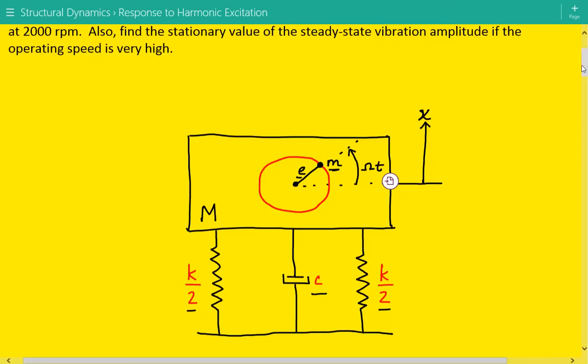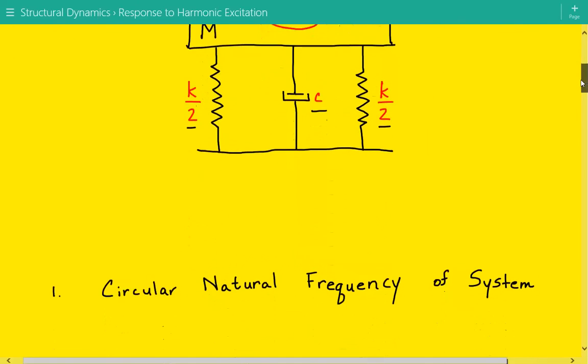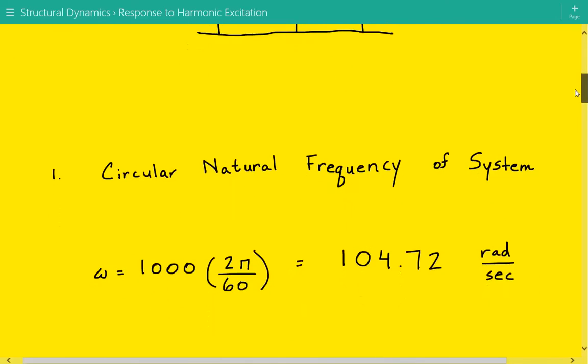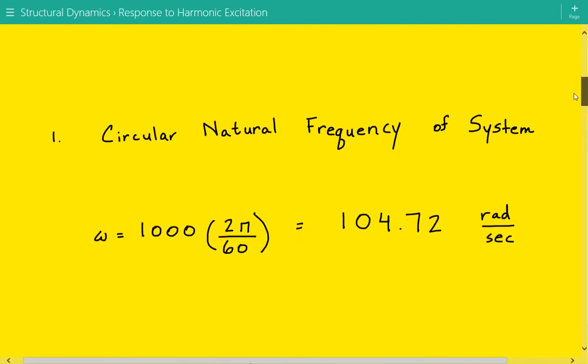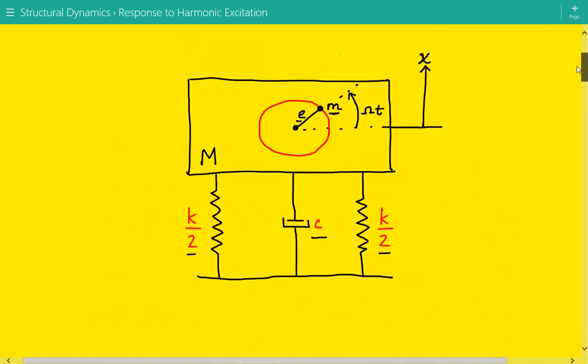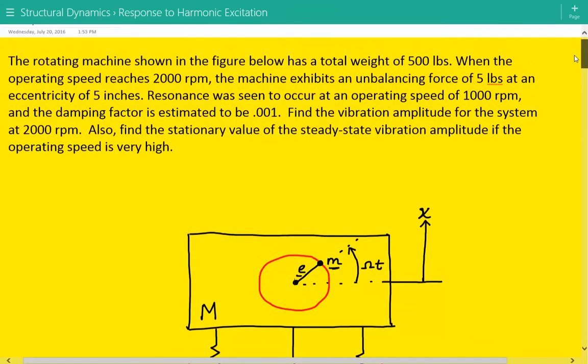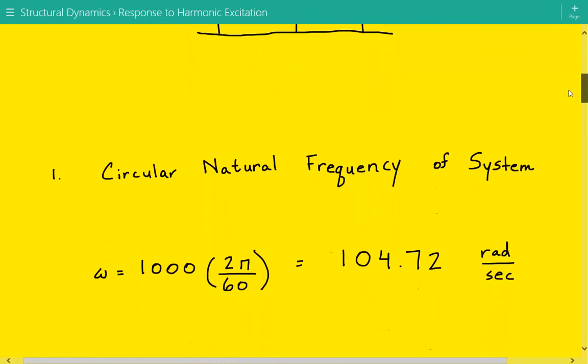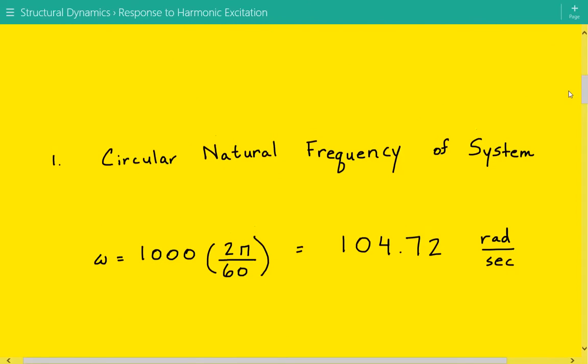And now coming back to our dynamics problem, the first thing we're going to do is calculate the circular natural frequency of the system. And we were told in the problem that resonance occurred when the operating speed was 1,000 RPMs. So that tells us that's the value we're interested in. So we convert the 1,000 RPMs into radians per second by multiplying by 2 pi divided by 60. So the circular natural frequency of the system is equal to 104.72.